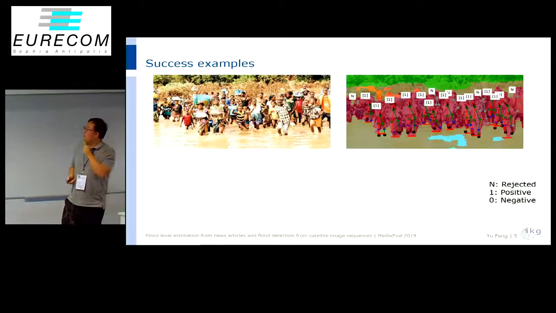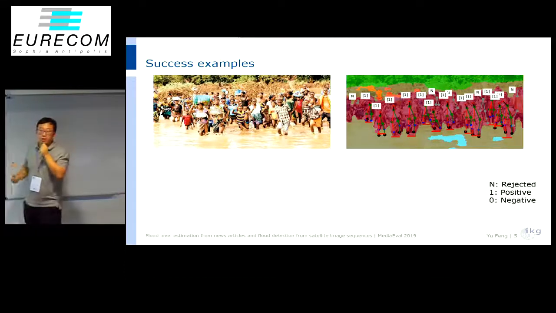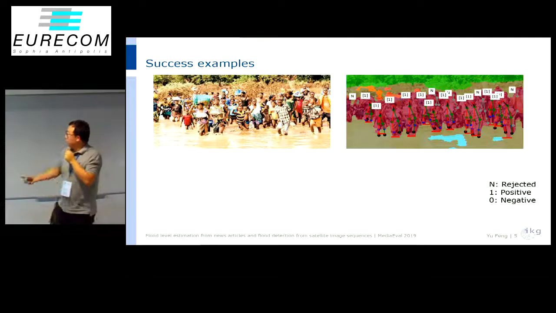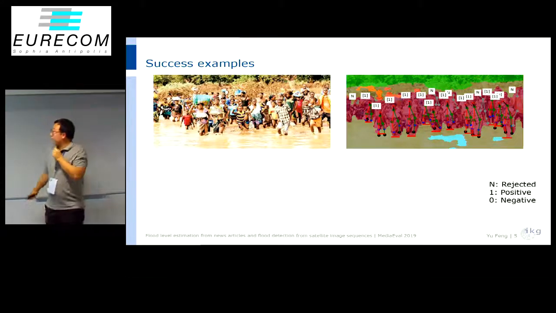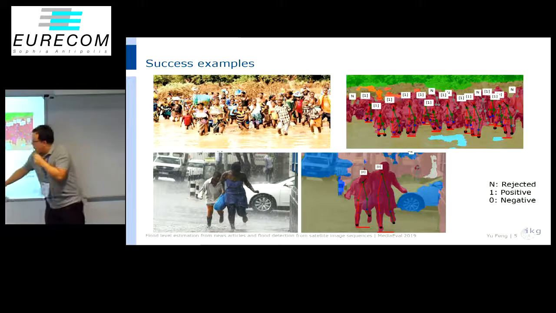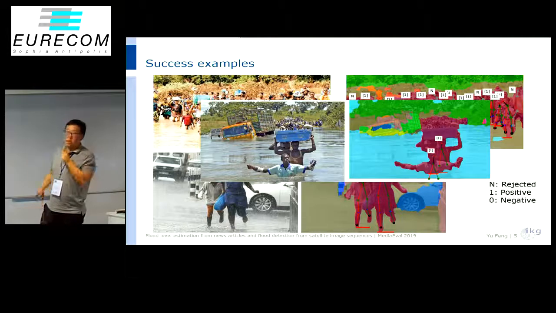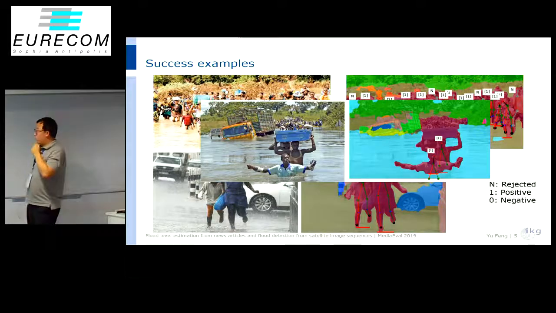So let's see some examples. These are some success examples. For every skeleton, we make one prediction. This is correct: most of them have knee-level water. This is also a case with very shallow water, and another case where people are mainly in the water.